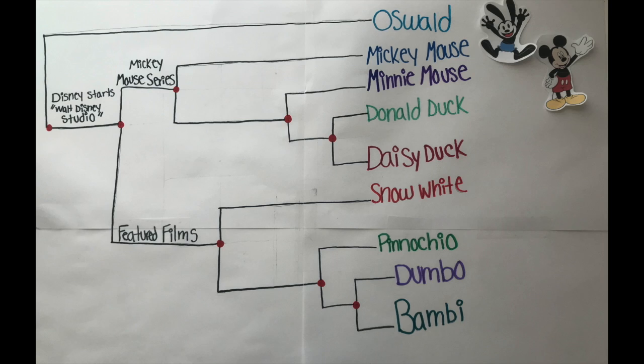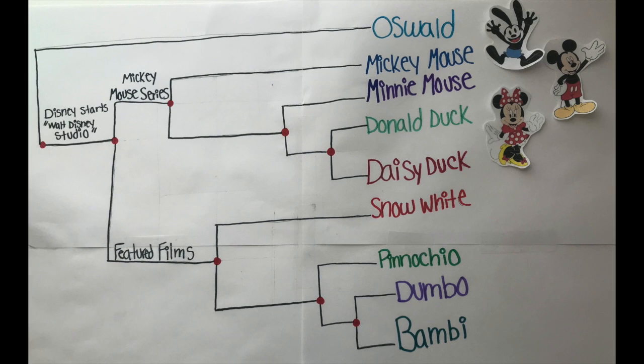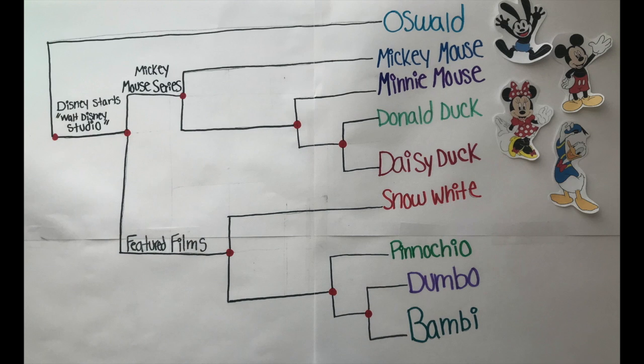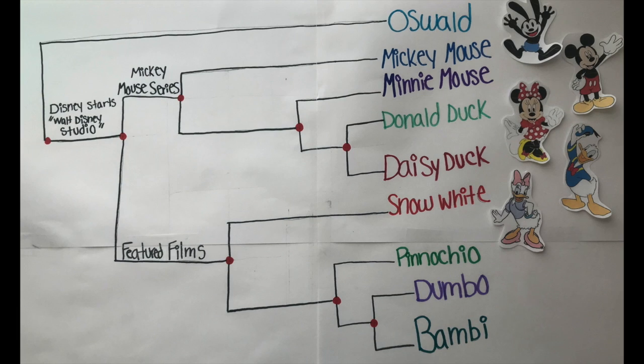After Walt Disney Studio is created, Walt Disney begins the Mickey Mouse series, in which he creates Mickey Mouse, the main character. After a few episodes, he decides that Mickey Mouse needs a girlfriend, so he creates Minnie Mouse. Next, Walt Disney creates Donald Duck to be Mickey's best friend. Of course, Donald Duck needed a girlfriend too, so we see that Daisy Duck diverges from Donald Duck.